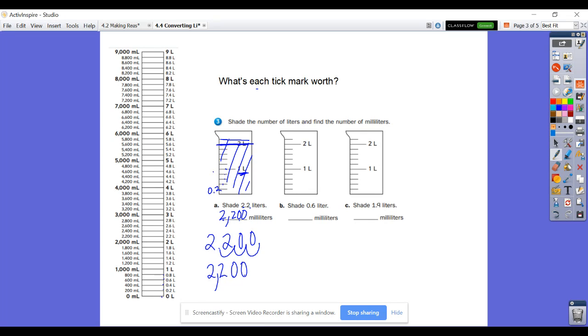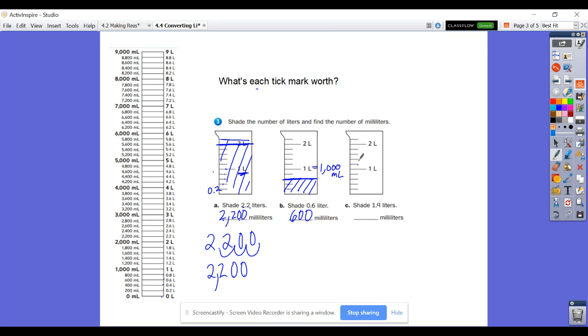Okay, go ahead, pause the video and try B and C on your own. Play back when you're ready to see the answers. So 6/10, I thought 2/10, 4/10, 6/10. That would go right up to here. And then I know this is not quite 1,000 milliliters. It's only 600 milliliters.